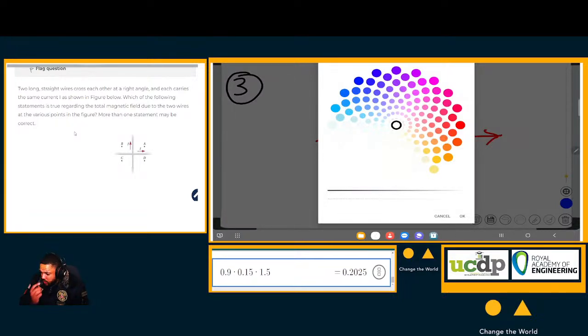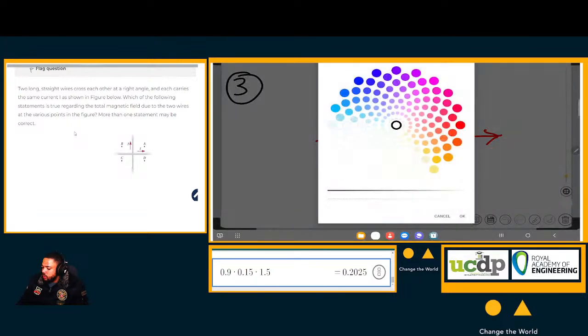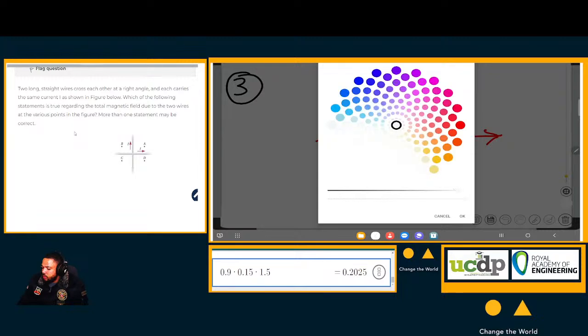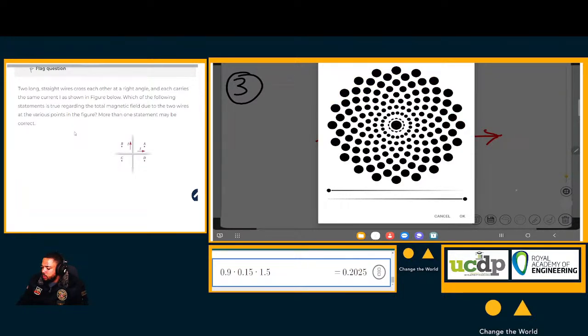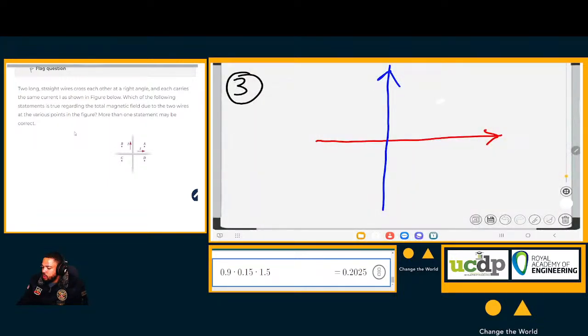Now let's do what they asked us to do, which is to determine the magnetic fields in each one of these regions. So this is region A. Let's use green to denote the regions. So region A, we have B, C, and D.